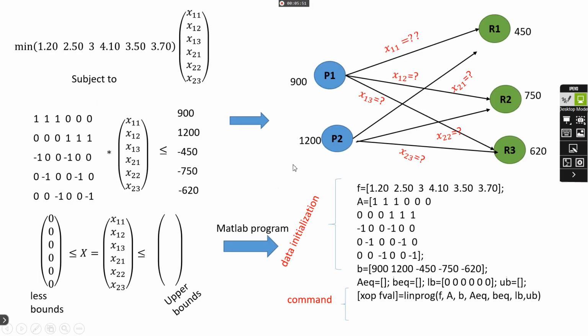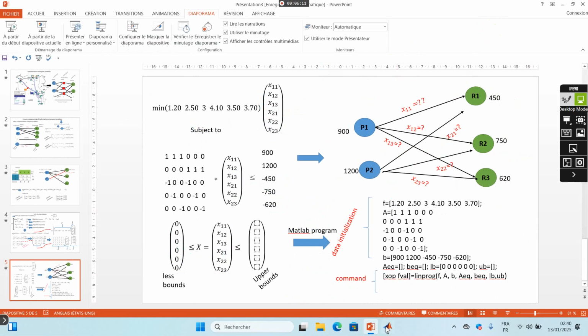In summary, we have the matrix form to which we can apply the MATLAB program. The objective is to determine the optimal variables xij. The program is composed of data initialization and the command. Now let's start MATLAB. We put the program in MATLAB.